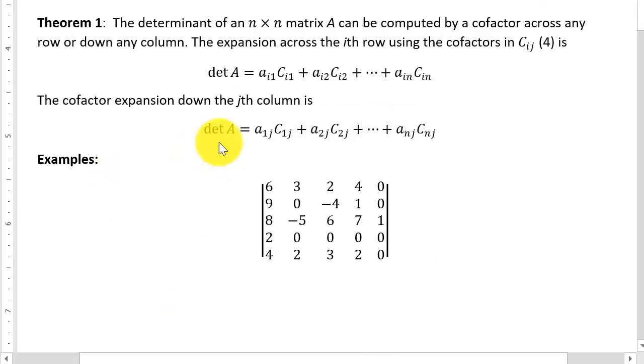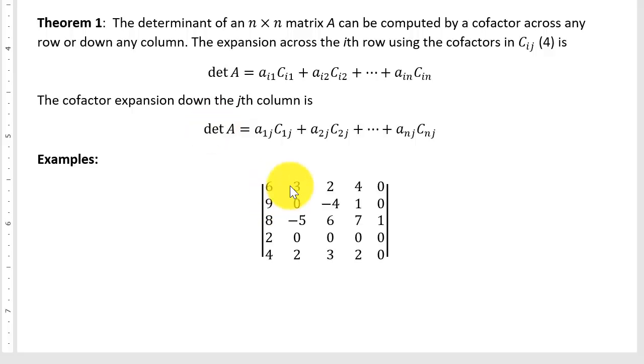But we actually have a theorem that says we can expand along any row or any column. And so given those definitions with the cofactors, we can expand along the ith row if we want. And this ai1, ai2, ain would be all elements in the ith row. And then the ci1 would be the cofactor when you cross out the ith row and the first column, etc. You can also expand down the jth column, any column you want, whatever is convenient.